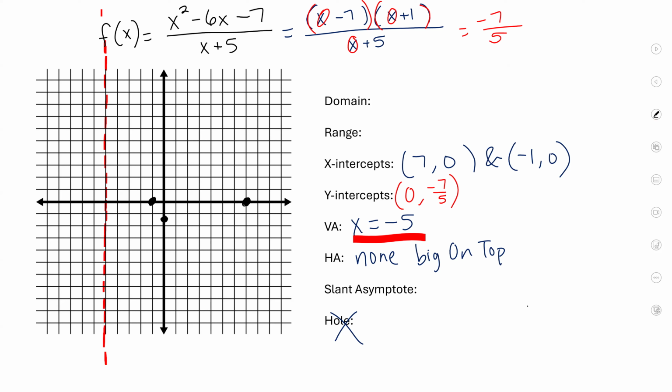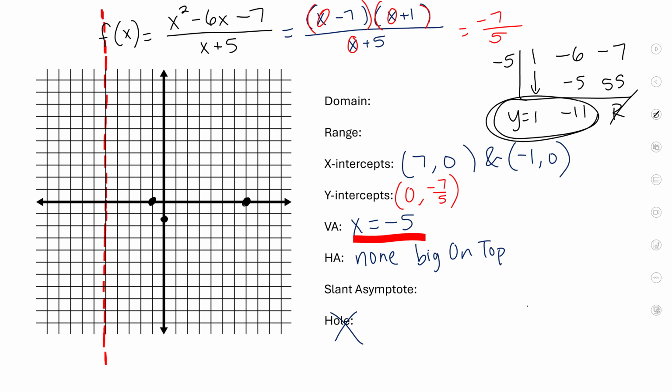Okay, slant asymptote. Let's go ahead and figure that out. So for my slant asymptote, I'll have 1, -6, -7, and -5 on the outside. Did you guys get -11? Okay, this number doesn't matter. It's just your remainder. So this is our slant asymptote. It'll be x minus 11. So your equation is y equals x minus 11.